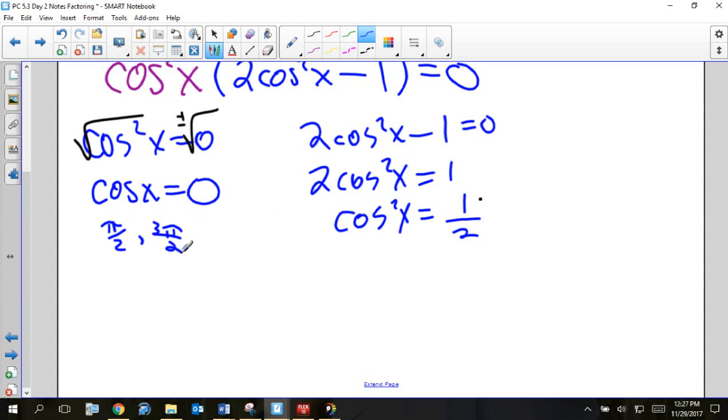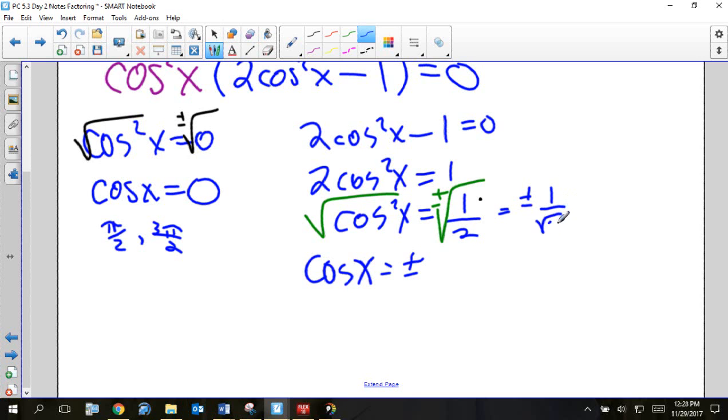On the other side, I'm going to square root both sides, so I'm going to put in a plus minus. And I get cosine x equals plus minus radical 1 over radical 2, so I've got plus minus 1 over radical 2, which I rationalize. I have plus minus radical 2 over 2. Where is cosine plus or minus radical 2 over 2? That's all the pi over 4s, right?